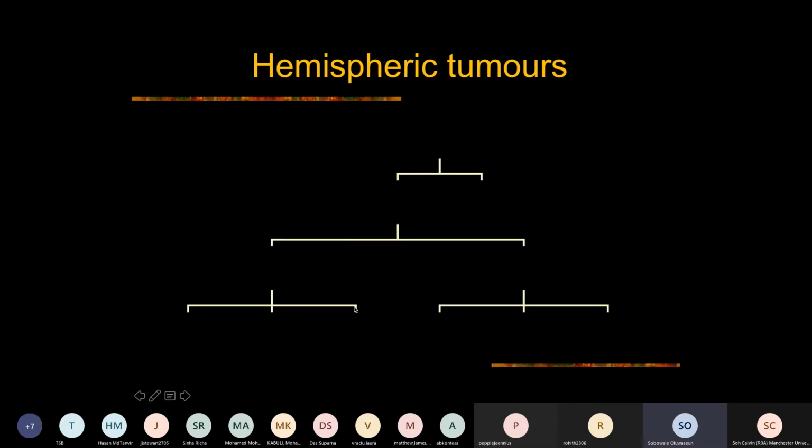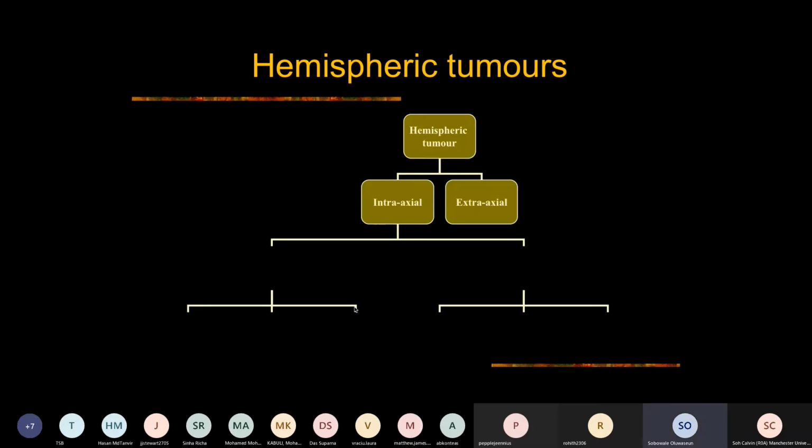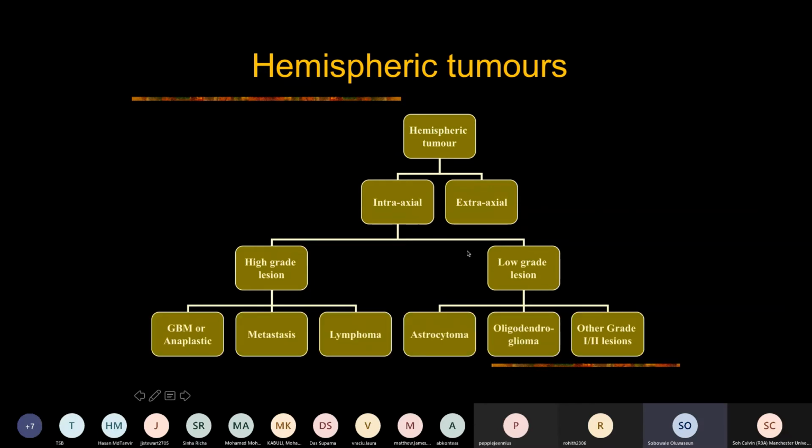For any tumor, the first thing you want to know is whether it is inside or outside the brain, intra-axial or extra-axial. Once it's intra-axial, you get low and high grade tumors. High-grade tumors are GBM, anaplastic gliomas, metastasis, and lymphoma. Low-grade are astrocytoma, oligodendroglioma, and a whole host of other grade 1 and 2 lesions.